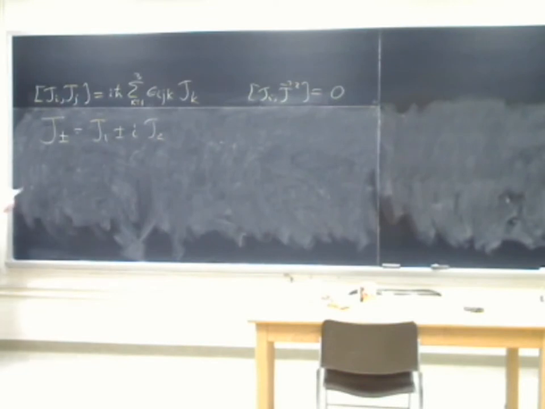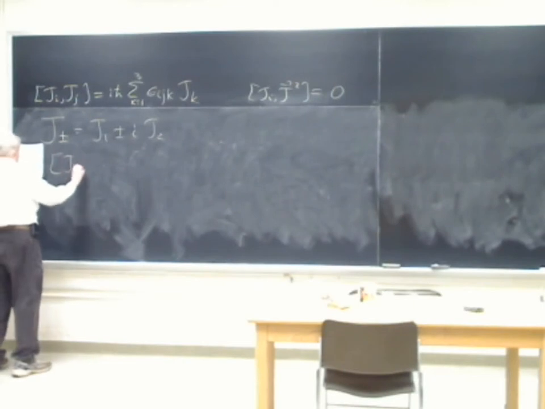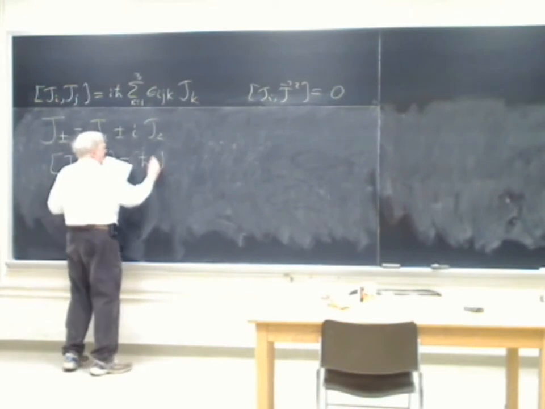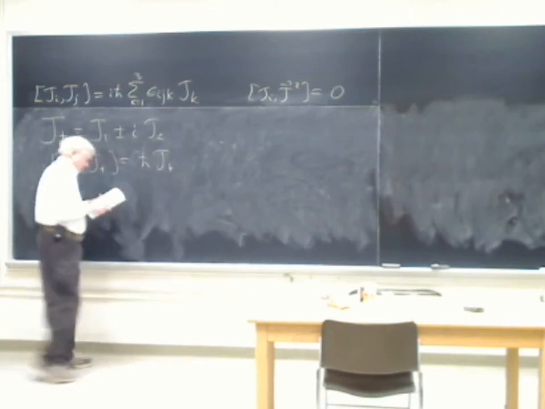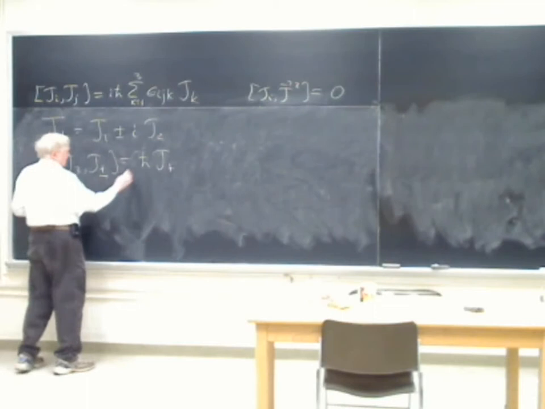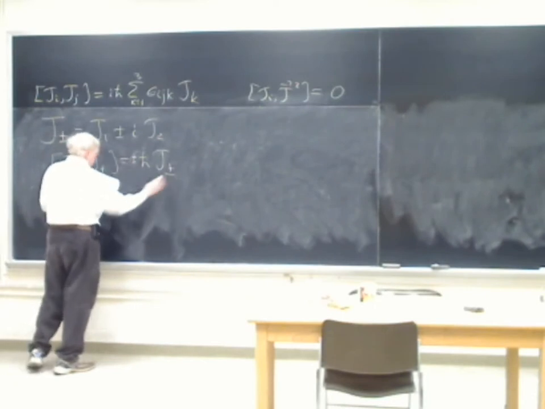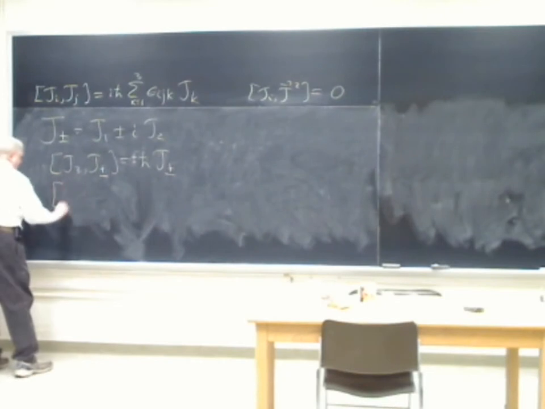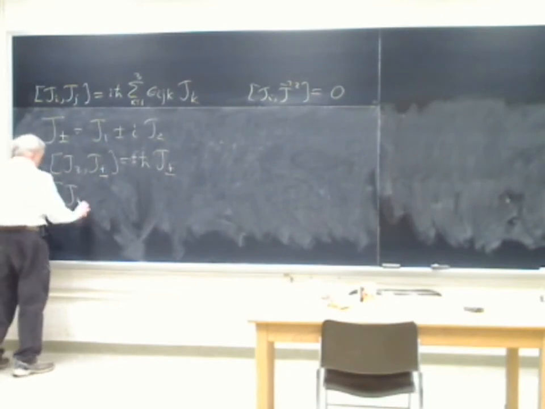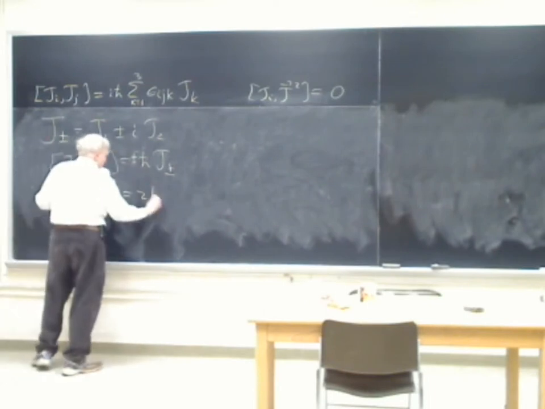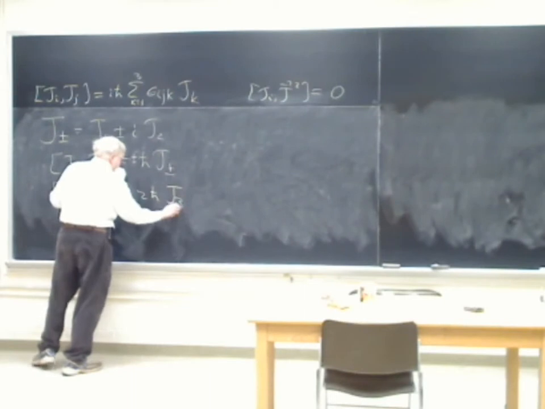We saw that the commutator of J3 with J plus or minus is equal to plus or minus H bar J plus or minus. And in fact, we can compactify this by saying plus or minus. We also found that the commutator of J plus with J minus was 2 H bar J3.